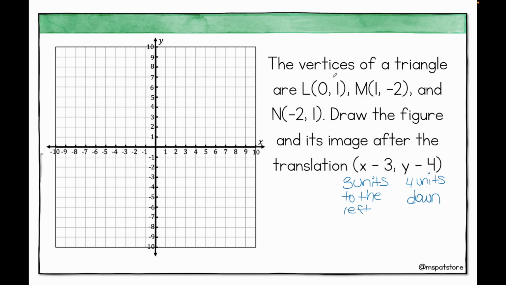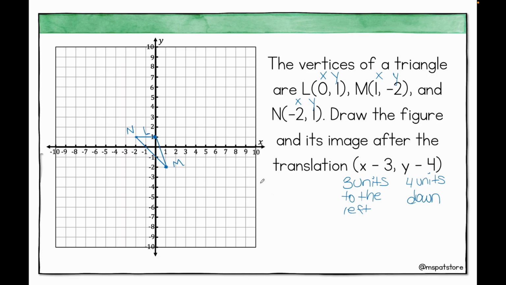0, 1. This is the x and this is the y. It means that it's not located in the x, but it's located in the y. So here we have L. Now let's do M. 1, negative 2. 1 in x and negative 2 in y. So here it is M. Now let's do N. Negative 2 in x and positive 1 in y. Down here. And this is N. As you can see, this is the exact triangle from the exercise before. Now, I would like you to connect the dots.